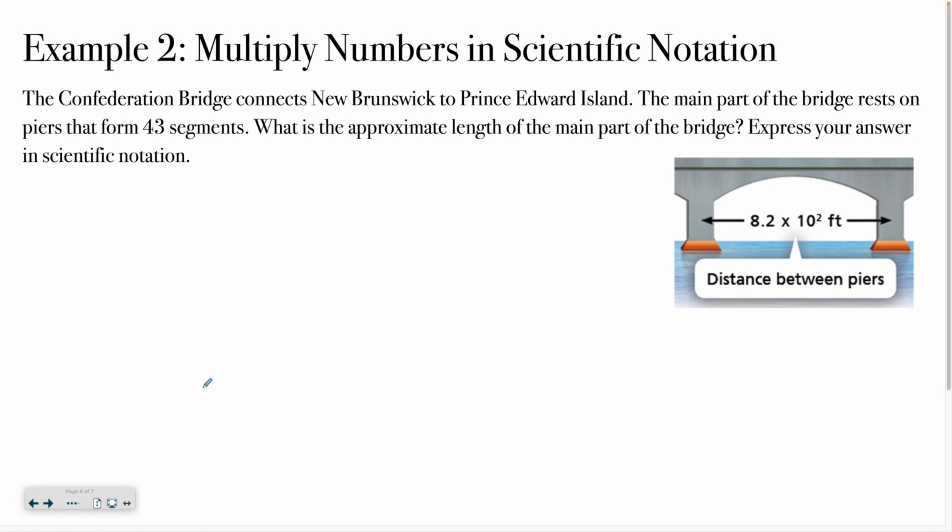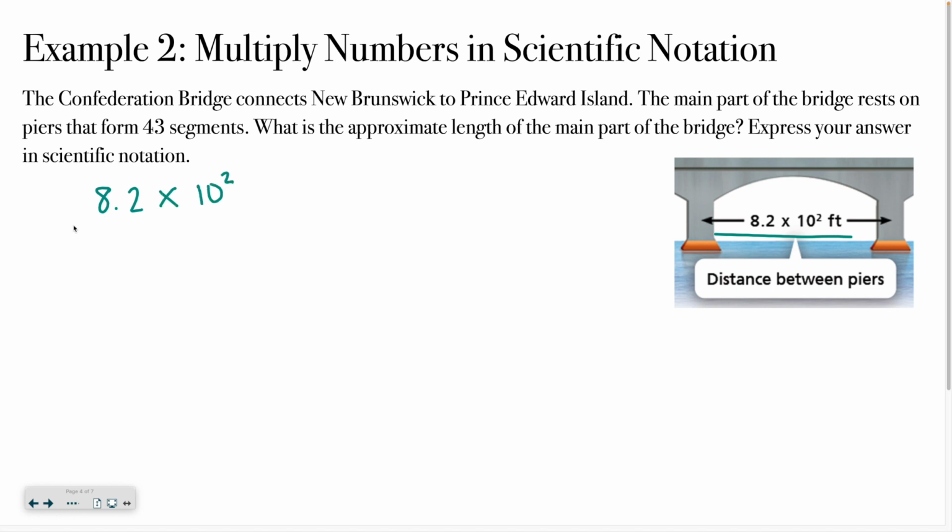So what we have here is the Confederation Bridge connects New Brunswick to Prince Edward Island in Canada. The main part of the bridge rests on piers that form 43 segments. What is the approximate length of the main part of the bridge? Express your answer in scientific notation. So we can see from the image the distance between our piers is 8.2 times 10 to the second feet. So 8.2 times 10 to the second.